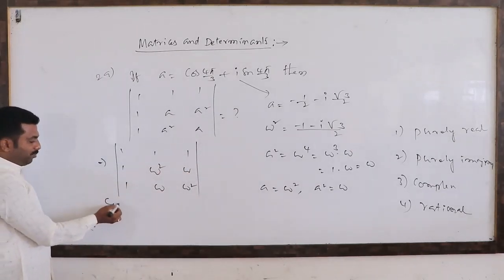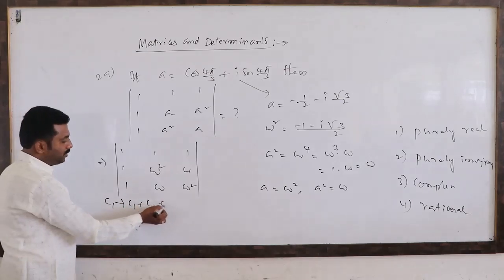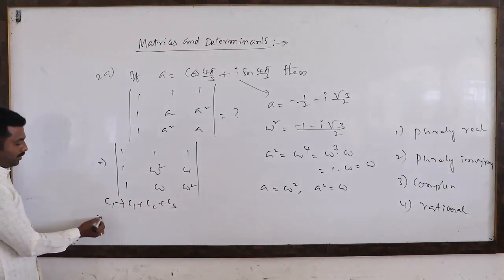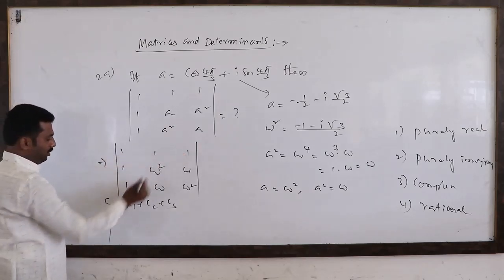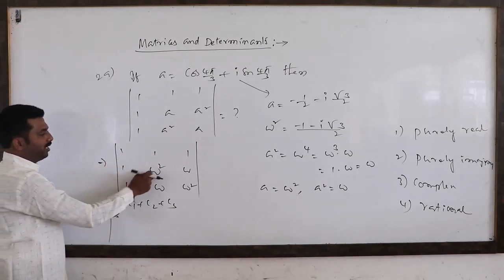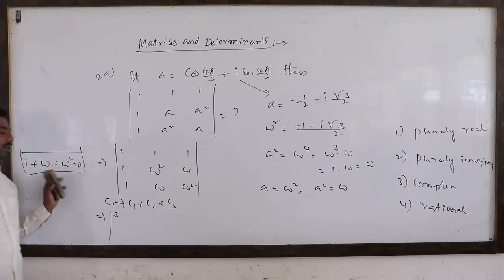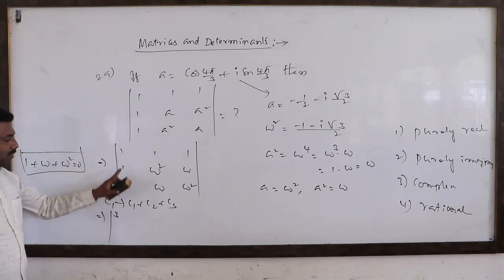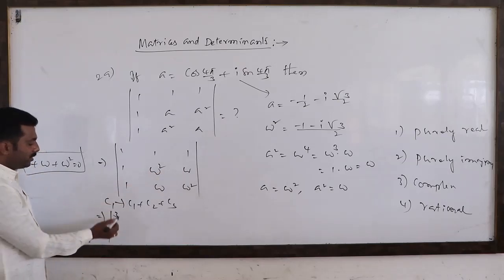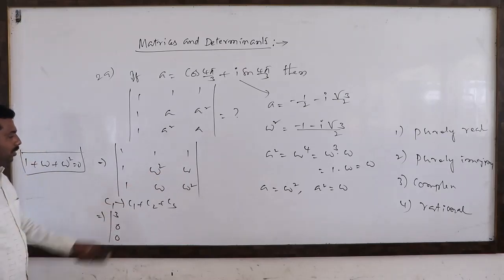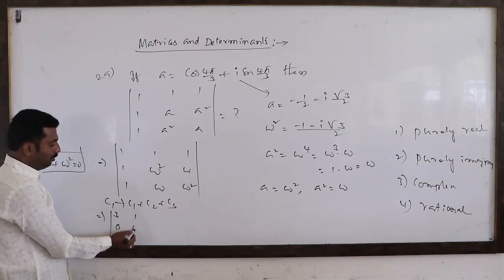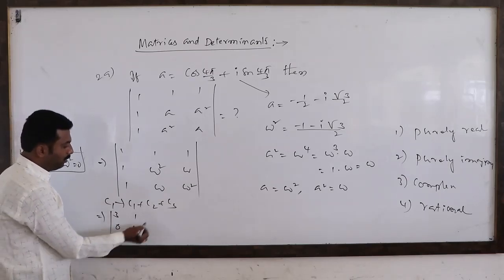So if I apply this operation, C1 changes to C1 plus C2 plus C3. What happens? We'll see. 1 plus 1 plus 1 means 3. 1 plus omega square plus omega, what is that? The sum of the cube roots of unity, they are in GP, you remember. 1 plus omega plus omega square value is 0. This is also 0. Remaining, what will be left here? 1 omega square omega, then 1 omega square.